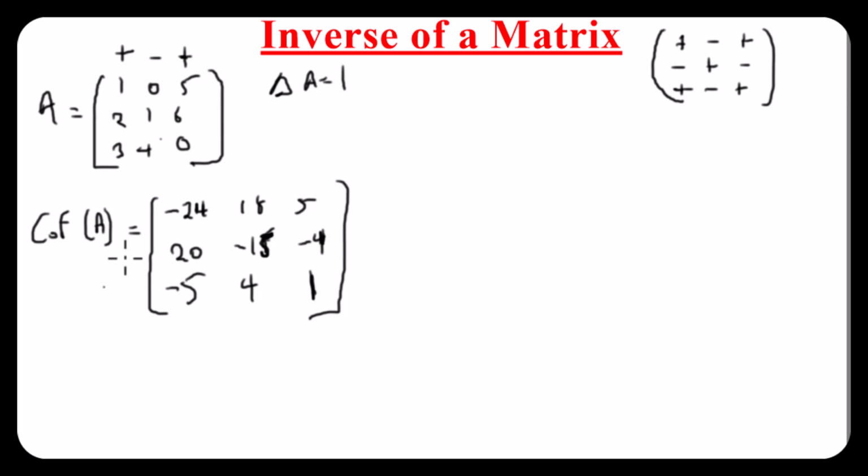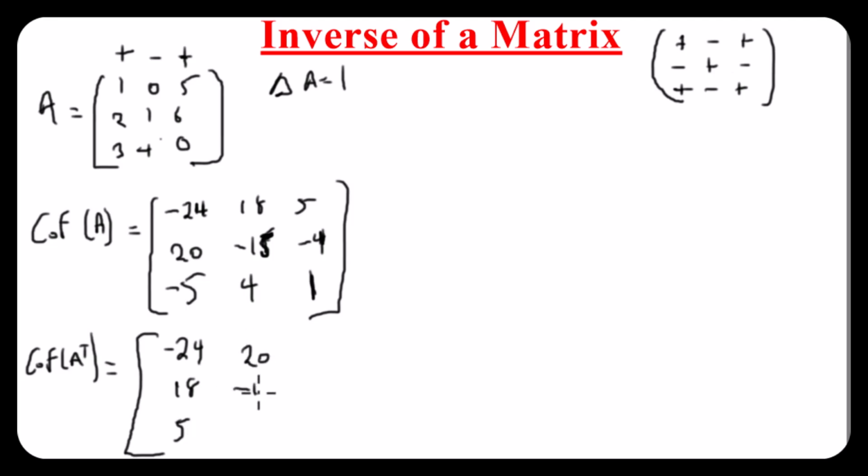So after finding the cofactor of this matrix, the next thing to do is to transpose this matrix. So cofactor of A transpose would now be, we're just interchanging the rows and columns. So this becomes minus 24, 18, 5, 20, minus 15, negative 4, minus 5, 4, and 1. So after transposing it, this transpose matrix will now be the adjoint of A.